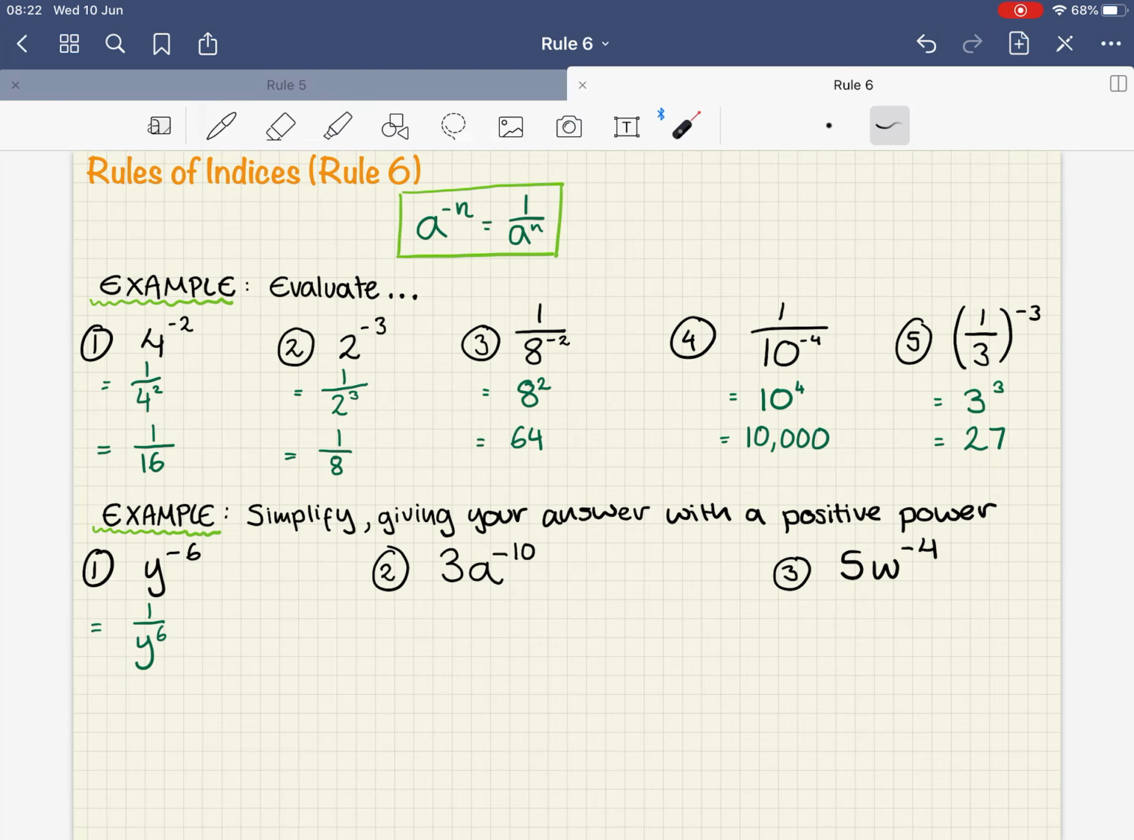Okay, so question 2. Now what happens here is similar to what happens with our power of 0. That minus 10 right now is only affecting the thing it's next to, so that is separated by a little multiplication. So only that a is being affected by that negative 10. And therefore, the 3 is going to stay on the top, but the a goes underneath.